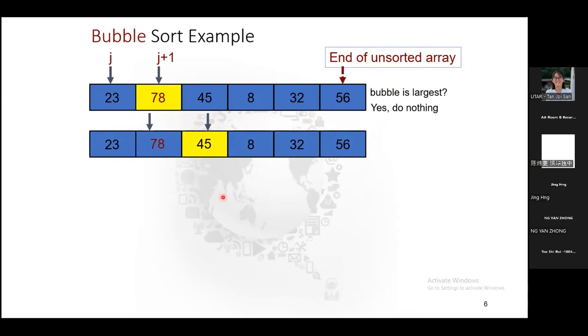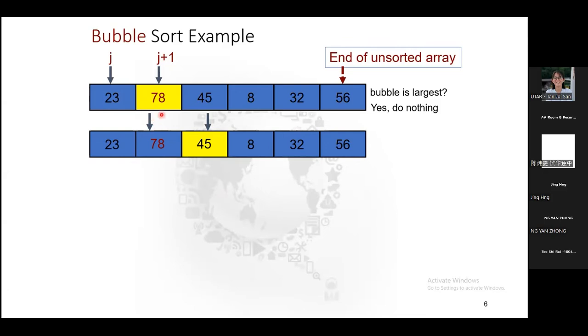It actually works based on iterations. In the first iteration that we go through, I check 23 and 78 first. Compare 23 and 78, which one is the largest? Here, 78, of course, we know that it's the largest. If it is the largest, then we do nothing, because we want the largest one to be kept on the right-hand side and the smallest to be kept on the left-hand side.